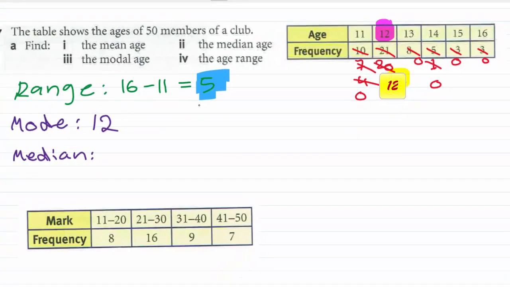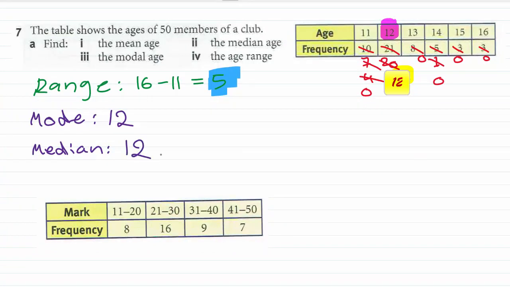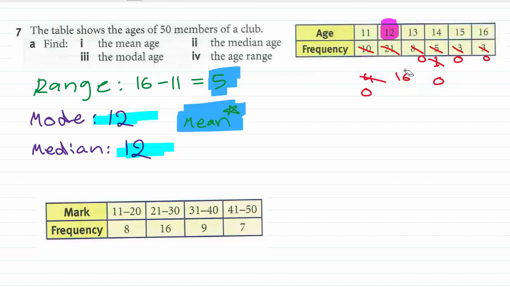So median is 12. Mean is important. Finding mean. To find the mean, we add a new row to the table.